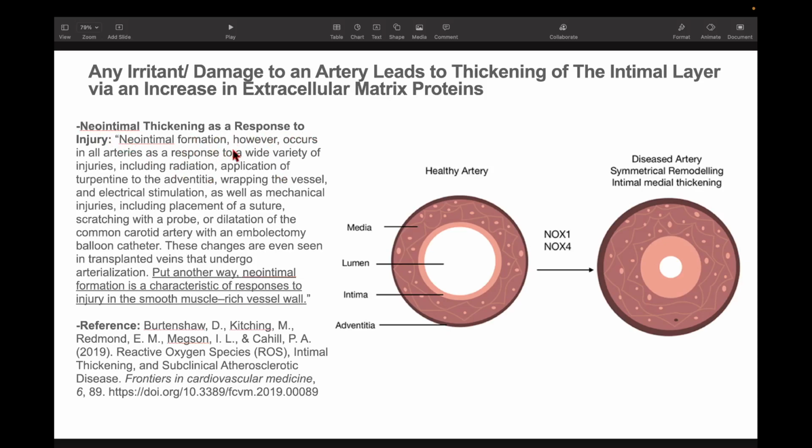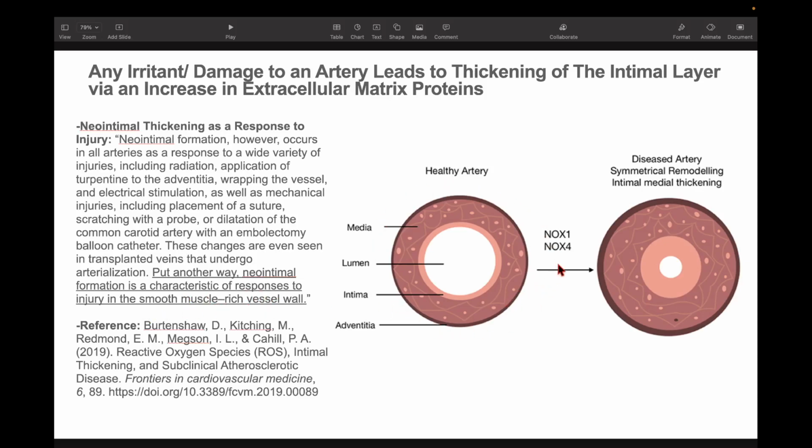So neointimal formation, however, occurs in all arteries as a response to a wide variety of injuries, including radiation, application of turpentine to the adventitia, wrapping the vessel, and electrical stimulation, as well as mechanical injuries, including placement of a suture, scratching with a probe, or dilation of the common carotid artery with an embolectomy balloon catheter. These changes are even seen in transplanted veins that undergo arterialization. Put another way, neointimal formation is a characteristic of responses to injury in the smooth muscle-rich vessel wall.